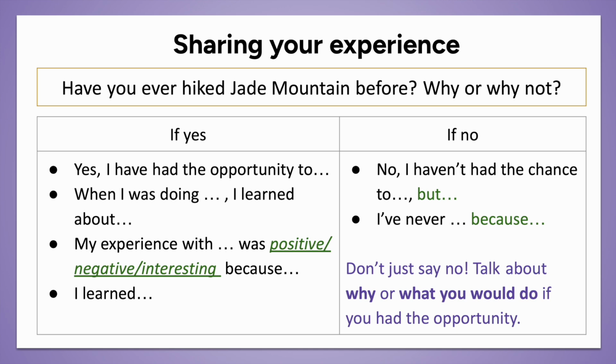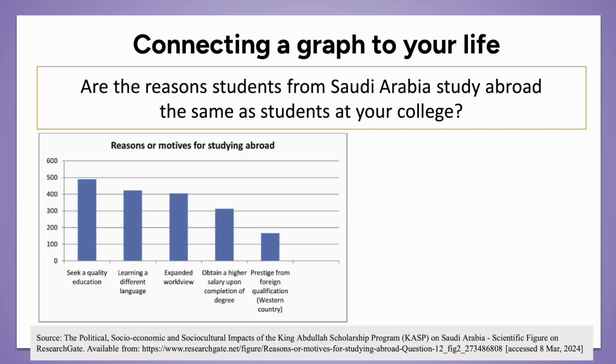If no, don't just say no. Talk about why or what you would do if you had the opportunity. For example, "No, I haven't had the chance to hike Jade Mountain, but if I did, I would go with my 3 best friends." You might also get a question that asks you to connect a graph to your life.